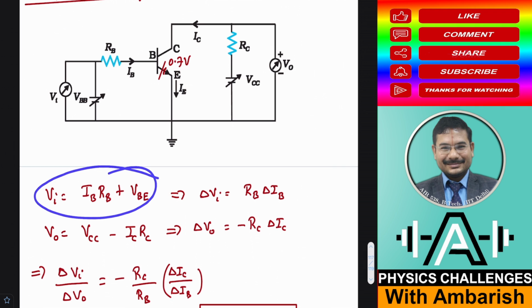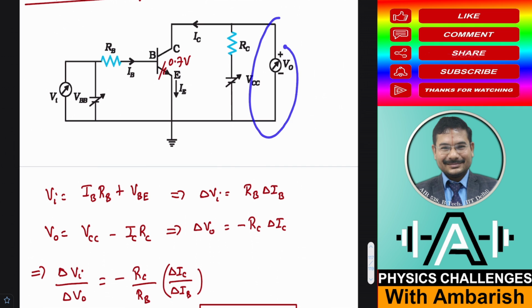So change in input voltage is simply RB into delta IB. And what about the output voltage? You see output voltage is VCC minus ICRC. So what is the change in output voltage? VCC is constant. NCERT shows a variable battery, but you can even keep it constant. ICRC is going to change. So suppose you keep VCC at some constant value, then VCC change is 0, and RC into delta IC is the change in the output voltage. In fact, there's a minus sign, because there is a minus sign here.